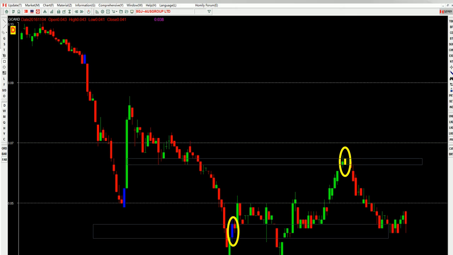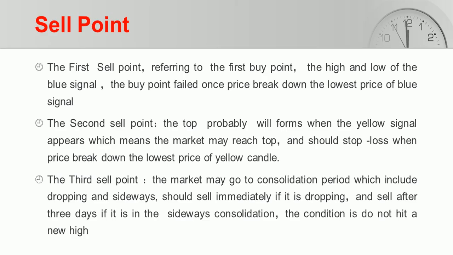Okay, so this is this one. Then you can draw. Firstly, we can go according to the buy and sell points. Next, we can know the support and the resistance. Okay, but you should know this method is not 100%. But if you use this one, you can make your accuracy higher. Sell point: the first sell point refers to the first buy point, the high and the low of the blue signal. The buy point failed once the price breaks below the lowest price of the blue signal.